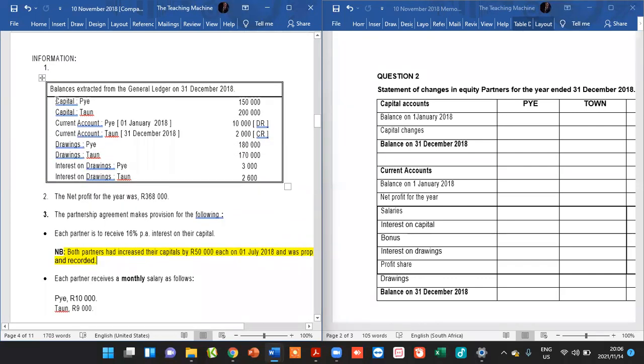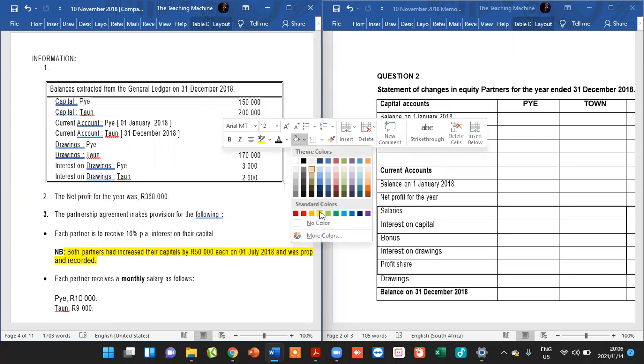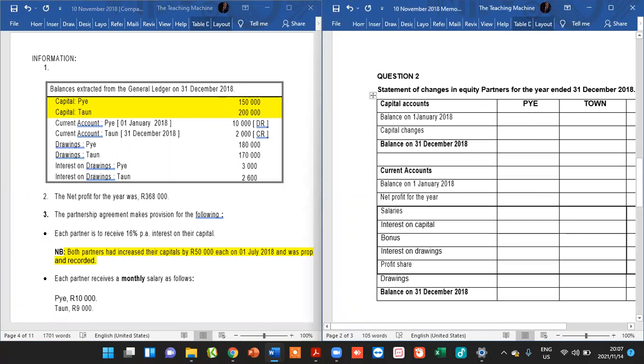Now let's look at these capital accounts. For pi, you have 150,000. For Daun, you have 200,000. These capital balances are after the additional capital has been updated. So what do you need to do in an exam if you're given information like this? This is pi. The balance at the end should be 150,000, because the statement says it was properly recorded.